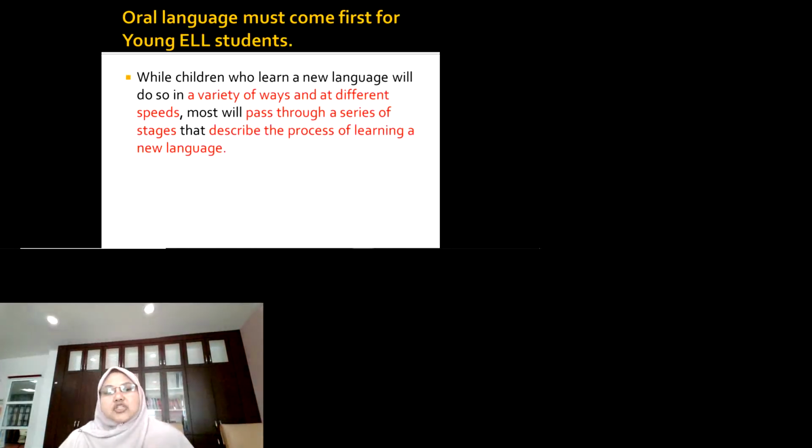Most of the children will pass through a series of stages. We will talk about the stages later. These stages describe the process of learning a new language. So we must understand this so that we know when and how to design activities for children to learn English.